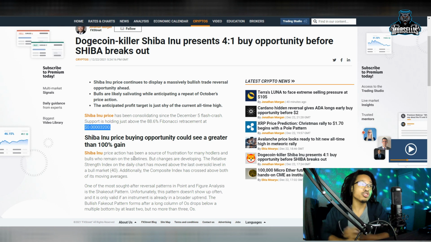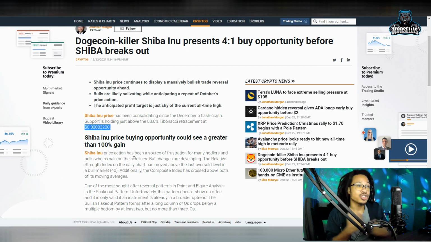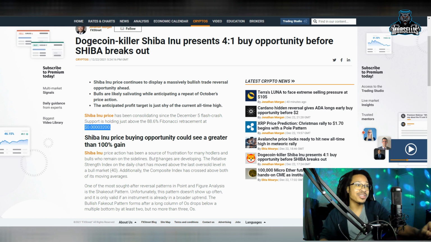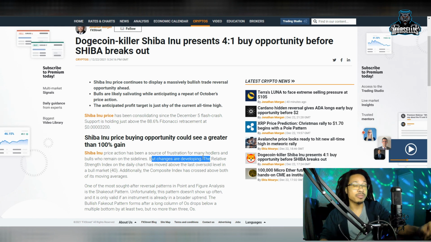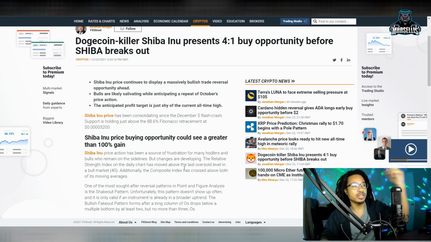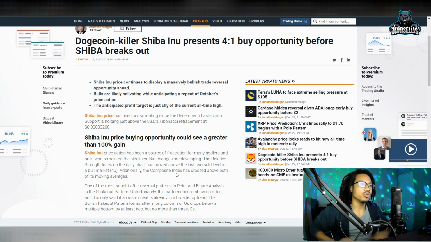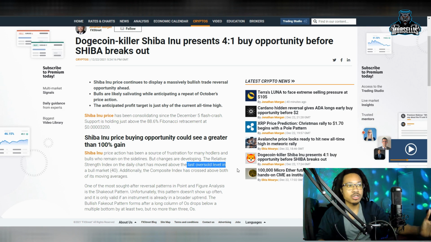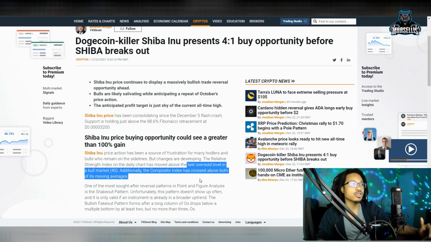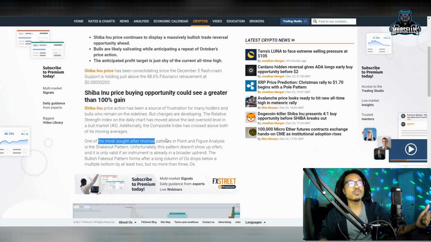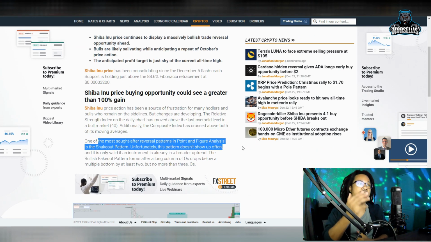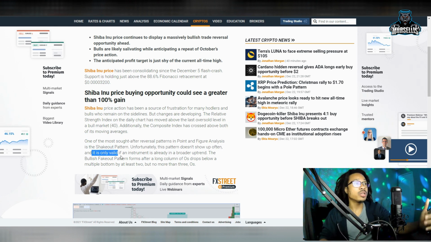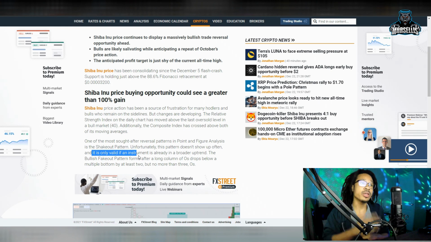This is huge. So Shiba Inu price action has been a source of frustration for many holders and bulls who remain on the sidelines, but changes are developing. So the relative strength index on the daily chart has moved above the last oversold area inside of the bull market. Additionally, the composite index has crossed above both of its moving averages. So one of the most sought after reversal patterns in point and figure analysis is the shakeout pattern. Unfortunately, this pattern doesn't show up often, and it's only valid if an instrument is already in a broader uptrend.